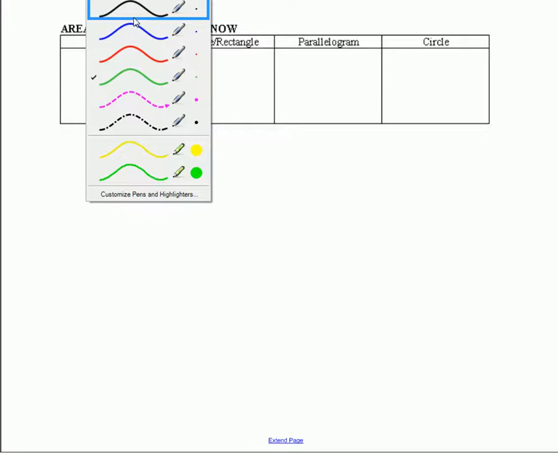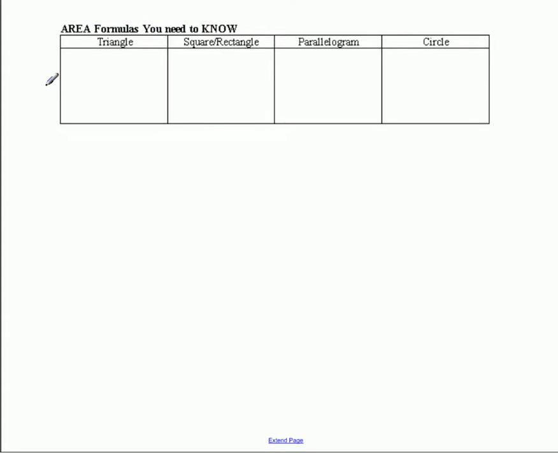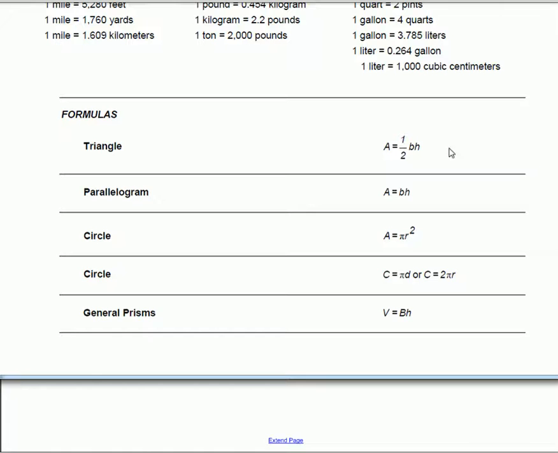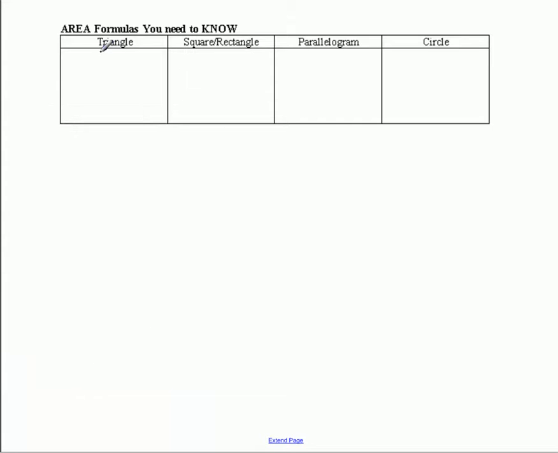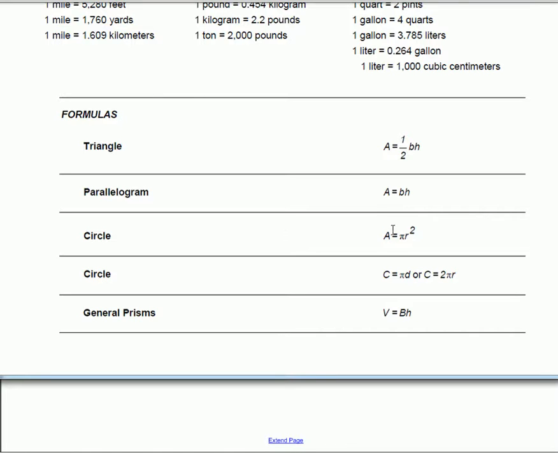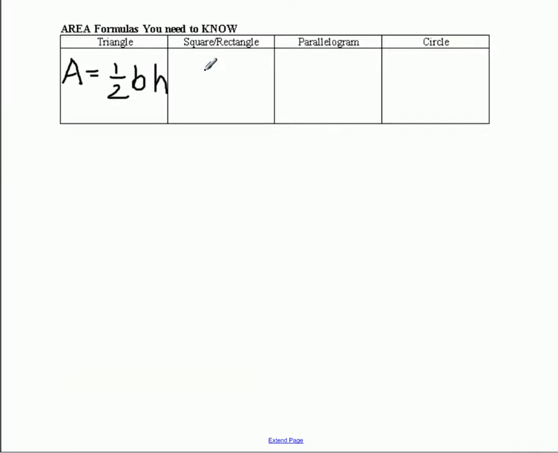Alright, if you're back, here we go. The area formula for a triangle, again, I'm using it right off the sheet, is A equals 1/2 base times height. B stands for base, H stands for height. A square or a rectangle I don't have, but there's a shape on here that's pretty close to it. What's a shape that kind of looks like a rectangle? That's a parallelogram. So I'm going to use that formula.